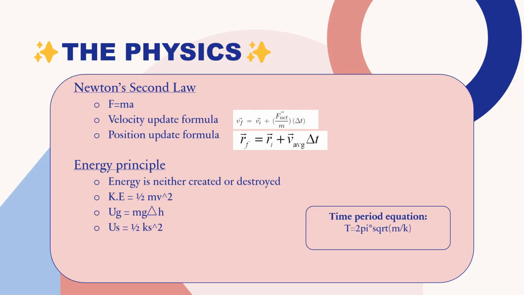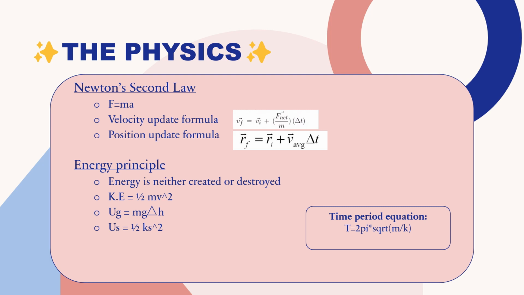As for the physics, we have two main principles. First, Newton's second law, more often known as F is equal to ma. Using that, we were able to obtain the velocity update formula and the position update formula. The second principle is the energy principle, which states that energy is neither created nor destroyed.